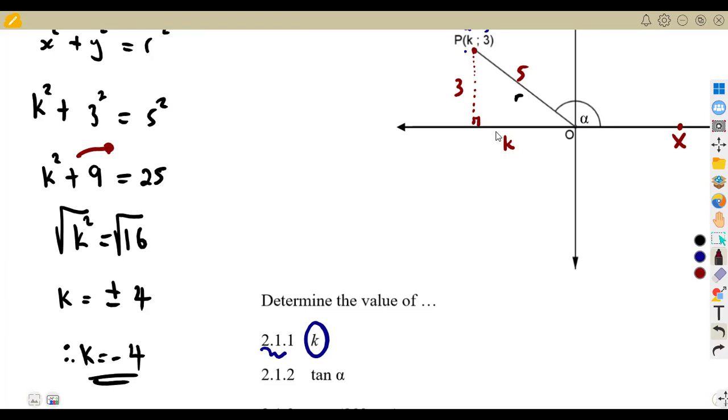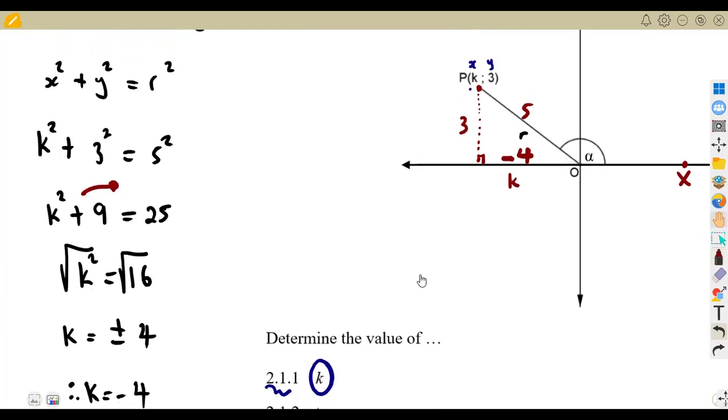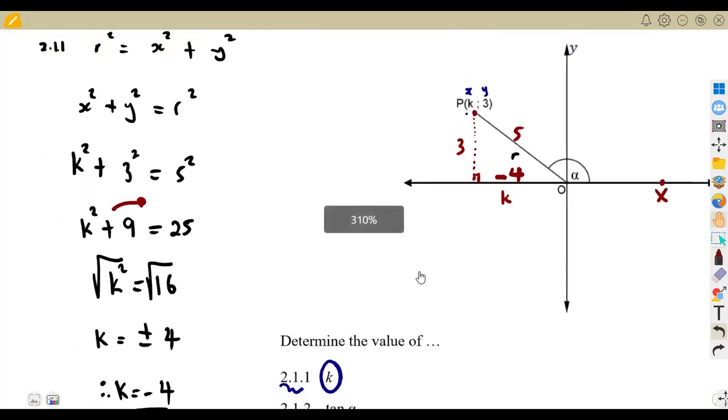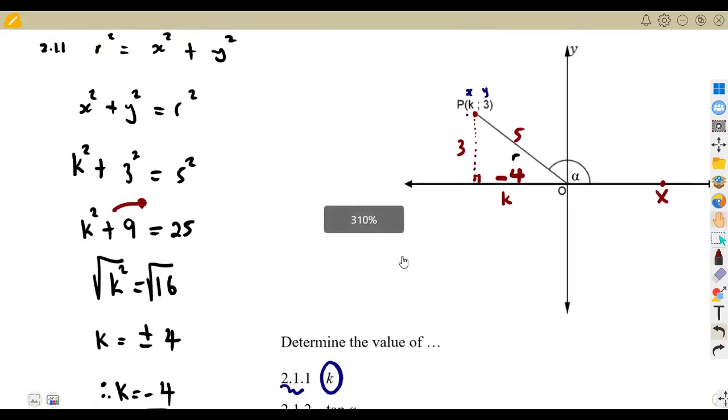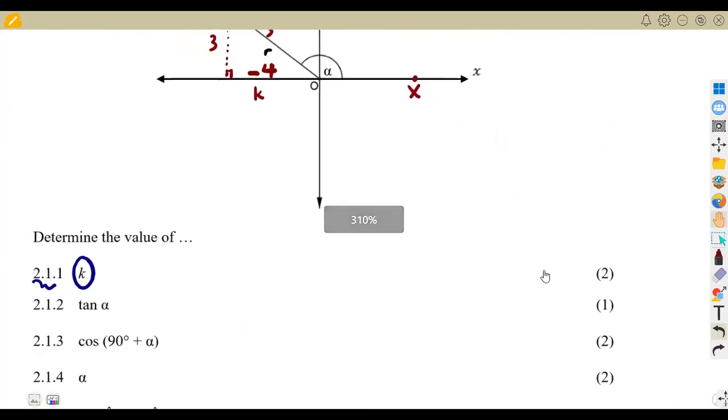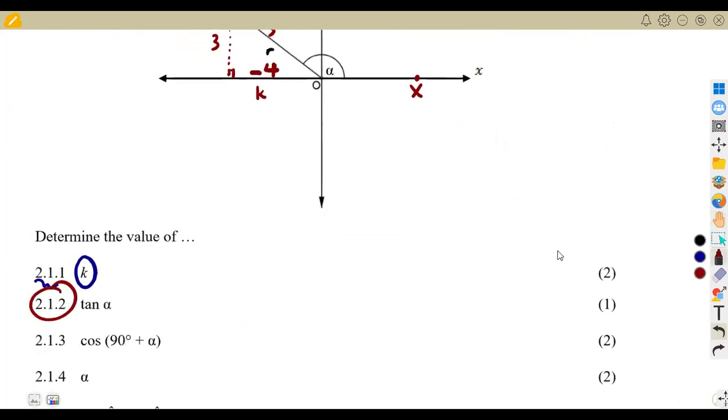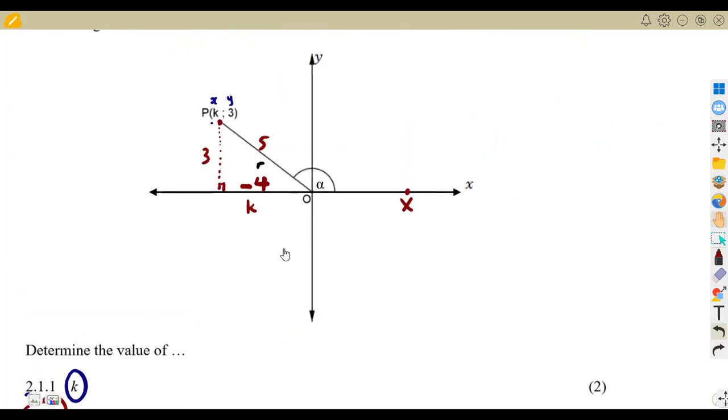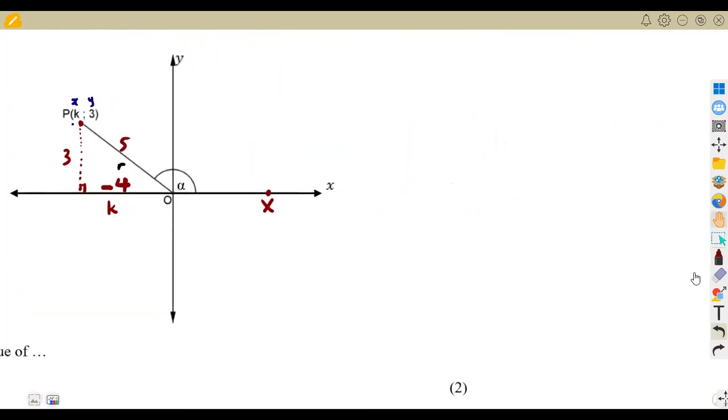So here, we have got a -4 there. All right, that is how you can find this. You can use this concept of your Pythagoras theorem. Okay, then the next question was to find the value of tan alpha, right? That is on 2.12. We have our diagram here and everything is complete.